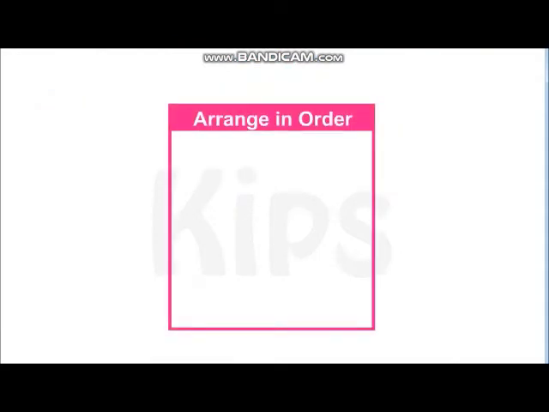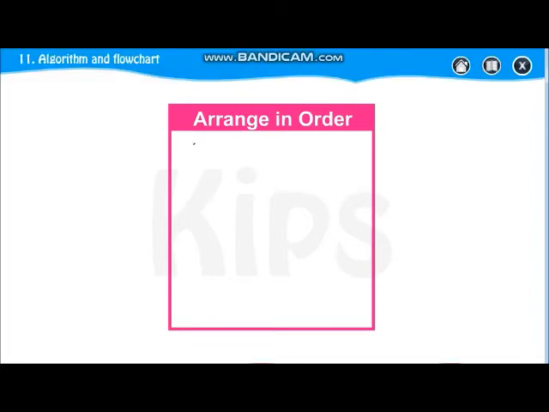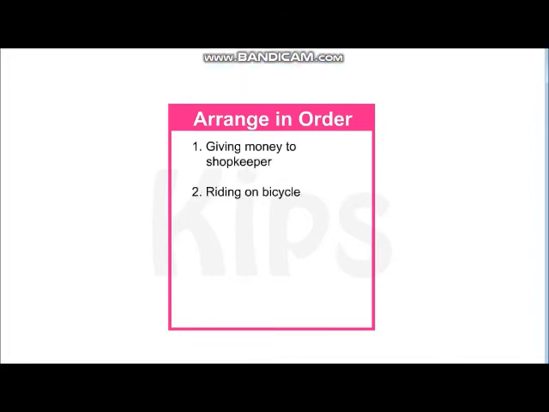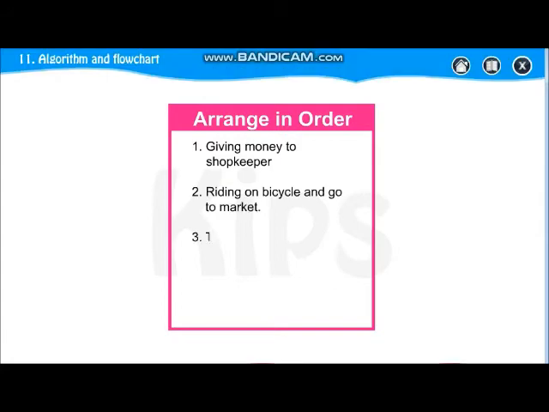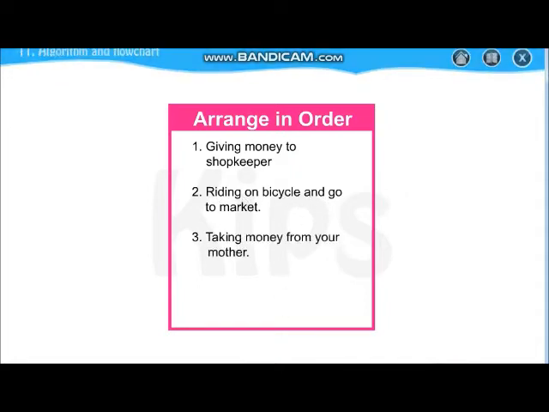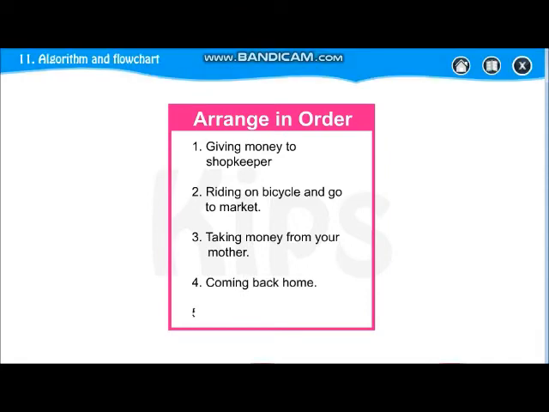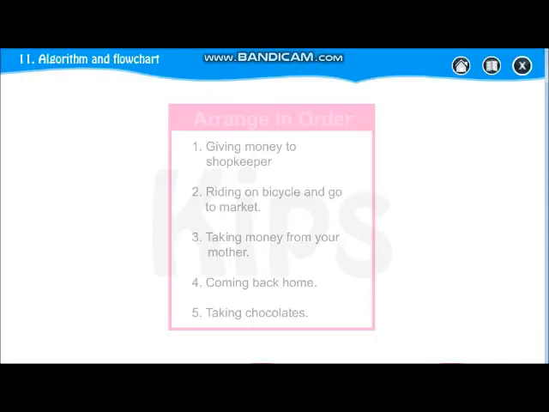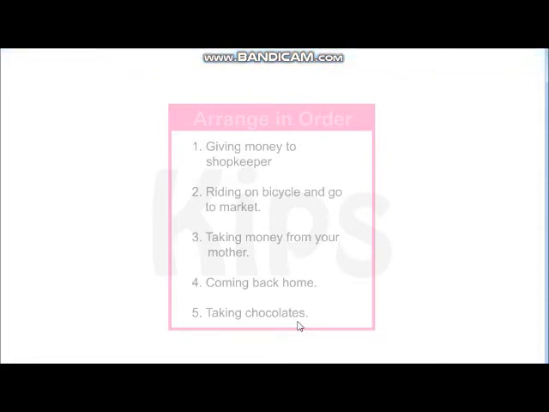Now arrange in order. You have to arrange the things in order. Arrange things in order. What you have to do? Giving money to shopkeeper. Riding on a bicycle and go to market. Taking money from mother. Coming back to home. Taking chocolates. Now these are the steps. Now what are those steps? किसके steps दिख रहे हैं आपको ये? To go to the shopkeeper and take chocolates.